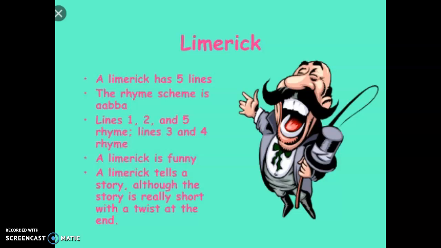Here is limerick. As I said before, limericks are funny poems. A limerick has 5 lines. The rhyme scheme is usually AABBA. That means lines 1 and 2 and 5 rhyme. That's with the AABBA. And lines 3 and 4 rhyme. So line 1, line 2, line 5, and then line 3 and 4 rhyme. Okay, and as I said before, limericks are really funny. They tell a story, although the story is really short, with a twist at the end.